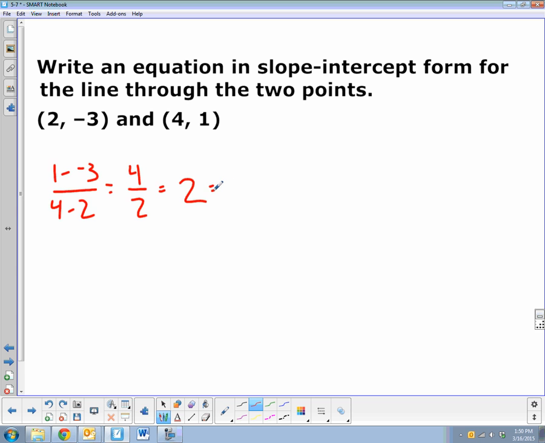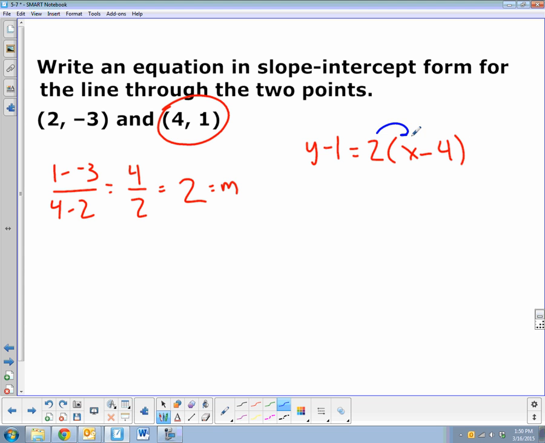So now we know m. M is 2. Now we've got 2 points to pick. Doesn't matter which one. I don't like negatives. I don't like them. They're yucky. And so I'm going to use 4, 1 as my point. I have a point. I have a slope. I can use my point-slope form. Y minus 1 equals 2 times x minus x1.